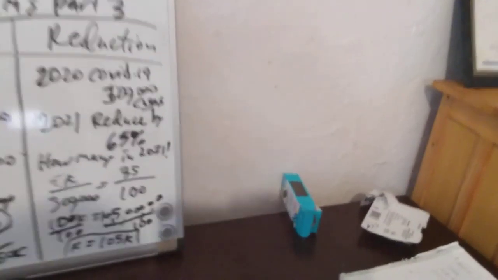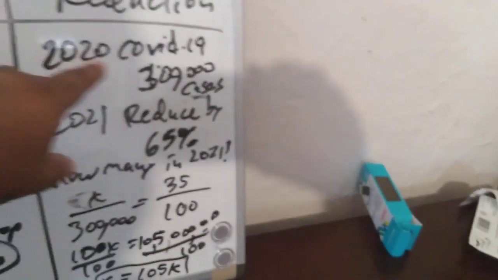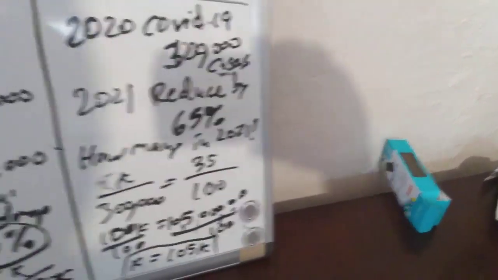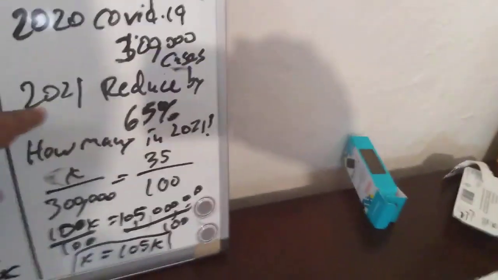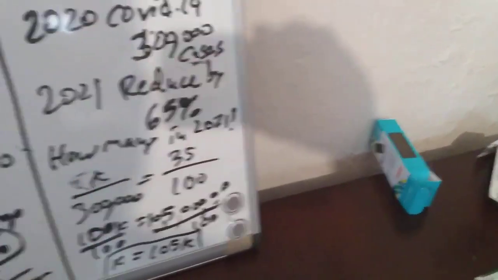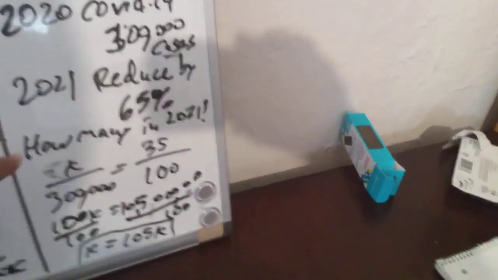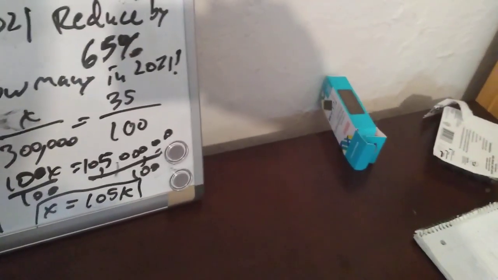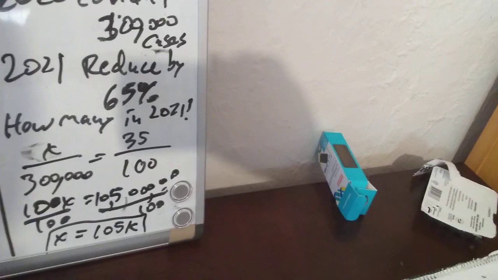All right, now let's just do this reduction problem real quick. This is a percent decrease problem, but it's done in a different way. Suppose that in 2020, there were 300,000 COVID-19 cases, the coronavirus. But in 2021, the cases are reduced by 65%, and a lot of people are happy. How many cases are we expecting to see in 2021?